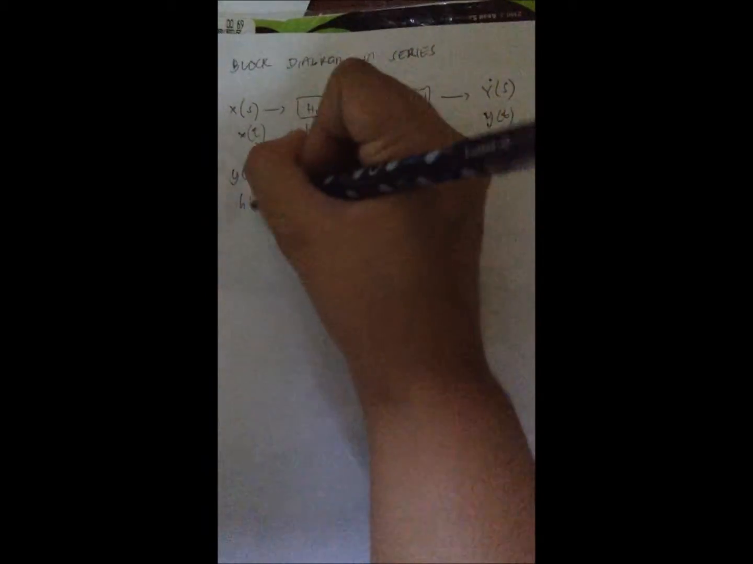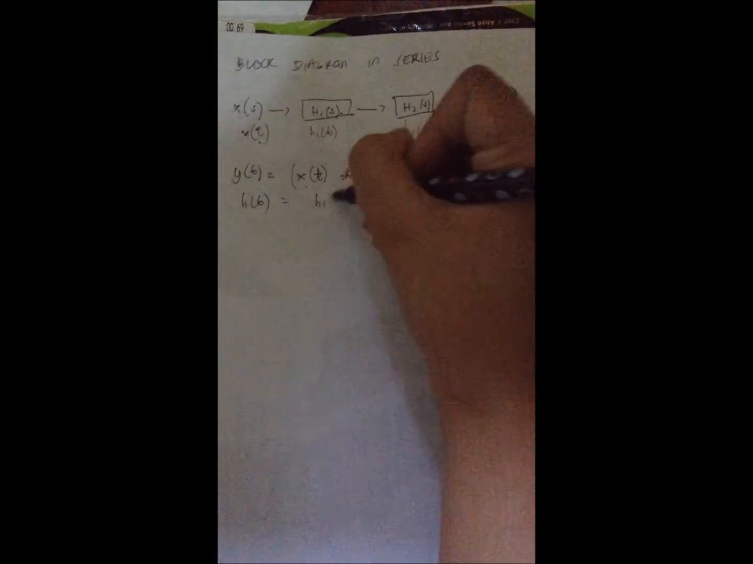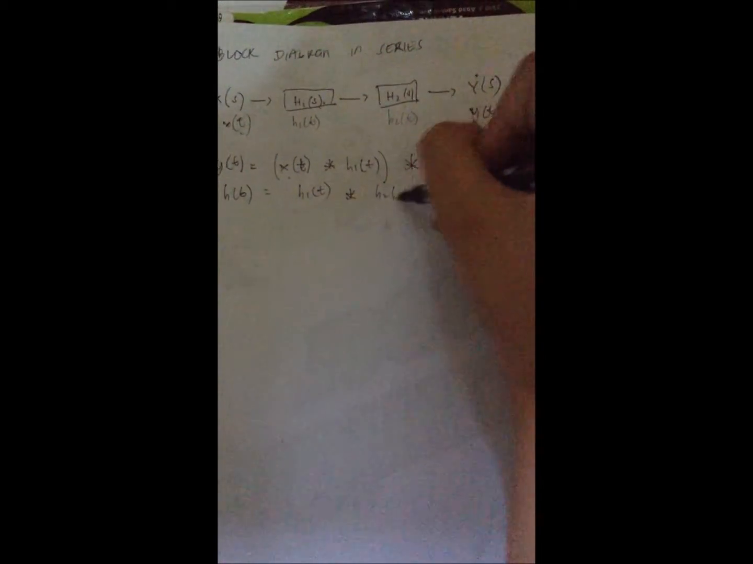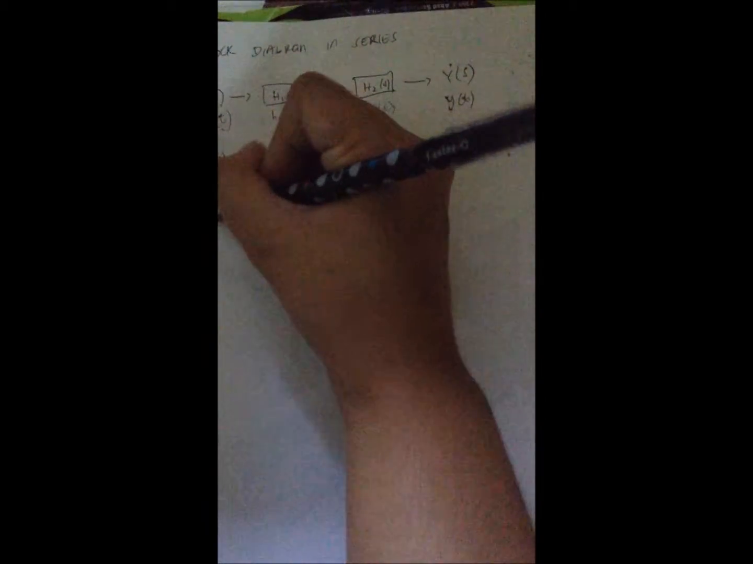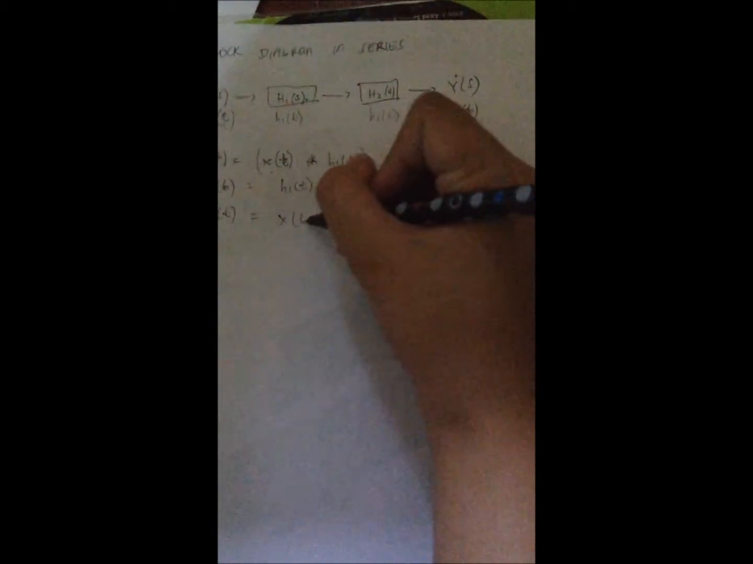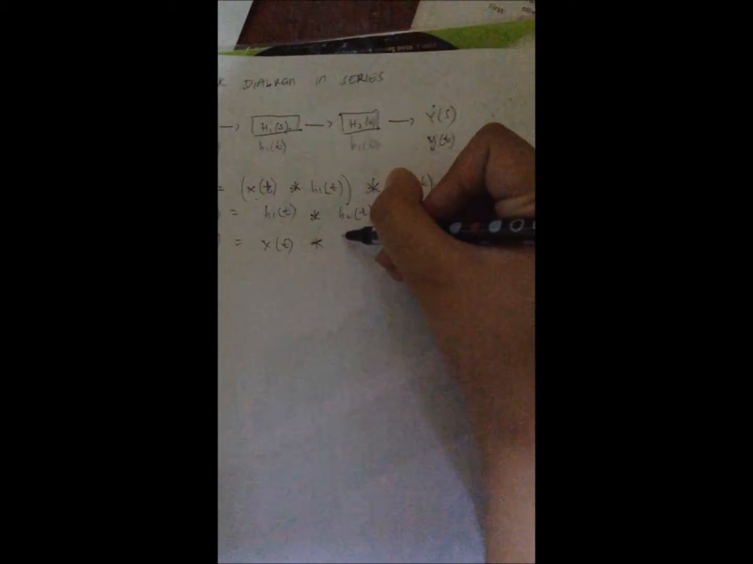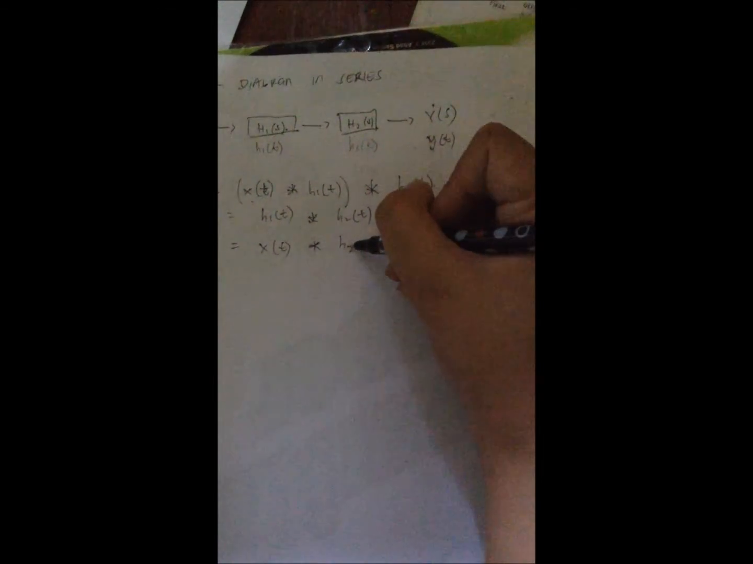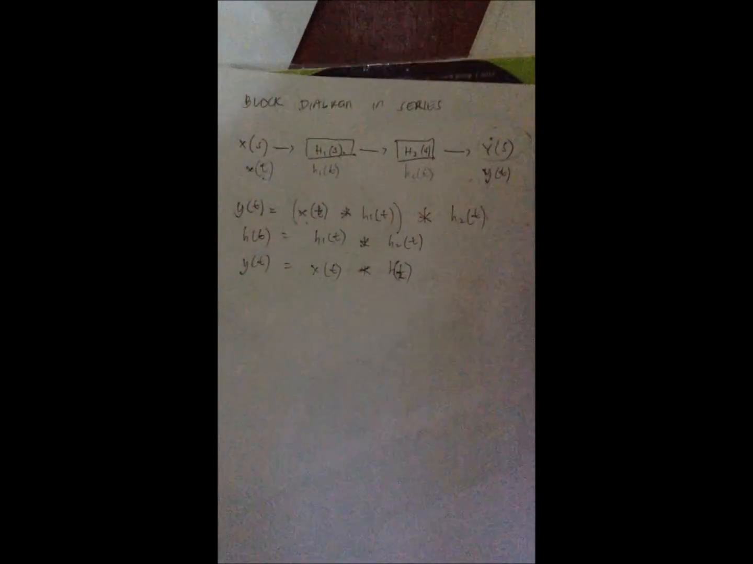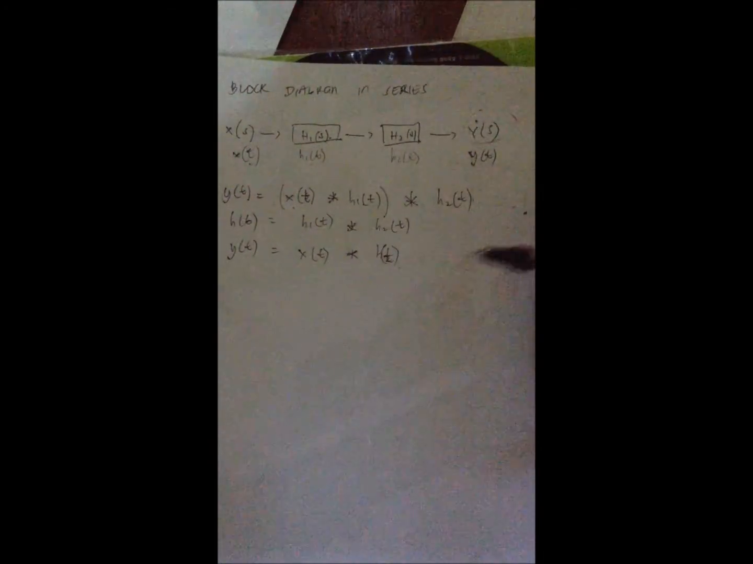Okay, so we have h of t is equal to h1 of t convolution h2 of t. So the final answer is y of t is equal to x of t convolution h of t. So that is the same as the y of s, just change the operation from convolution to multiplication.